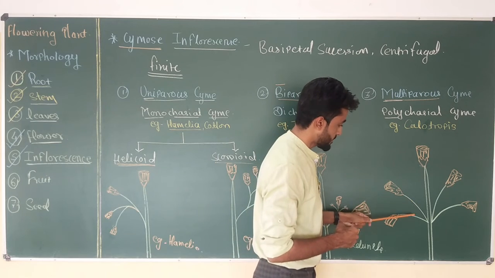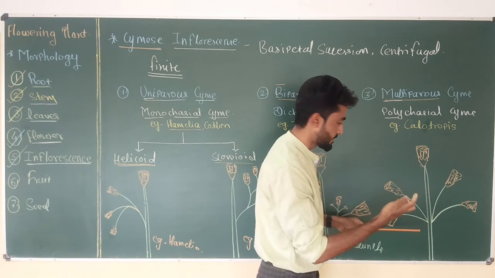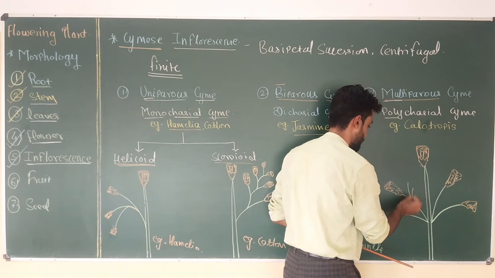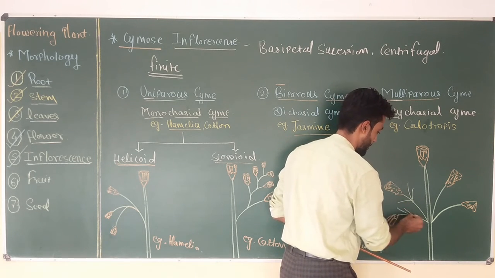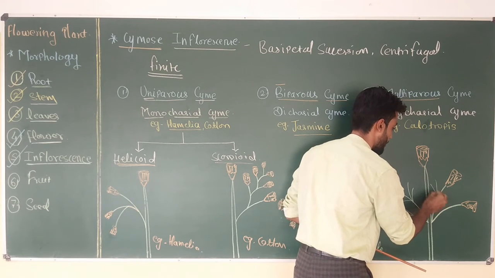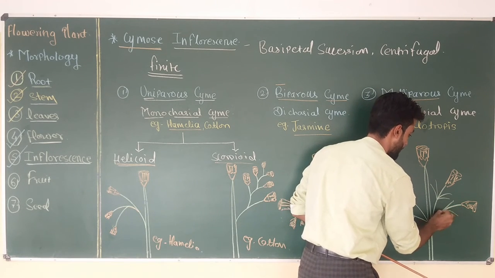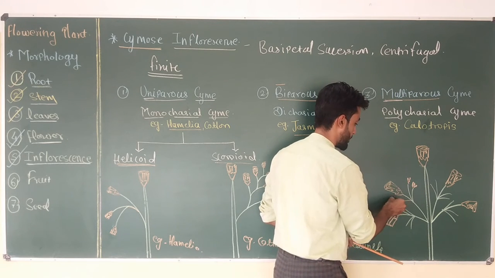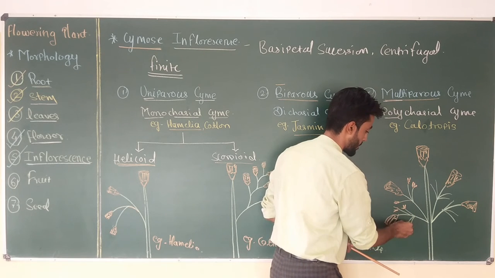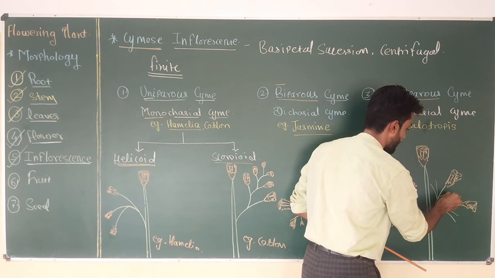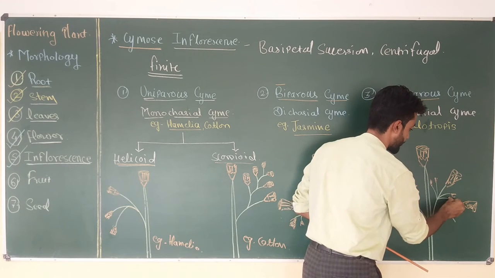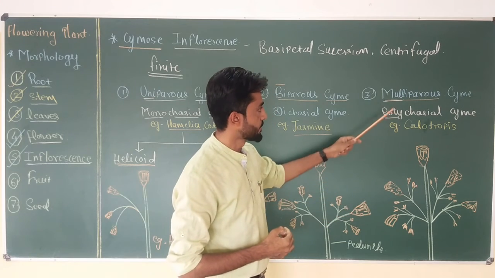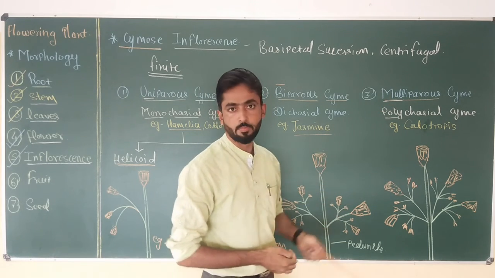Now if the primary branches produce secondary branches, then they will also produce branches in groups of more than two, and every branch will have its own flower. And the example of the plant in which multiparous cyme is found is Calotropis.